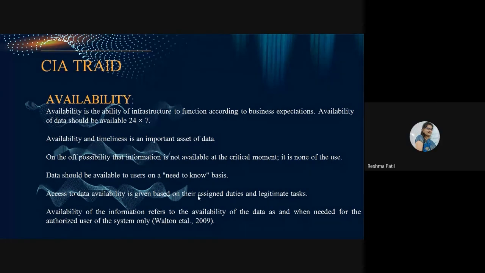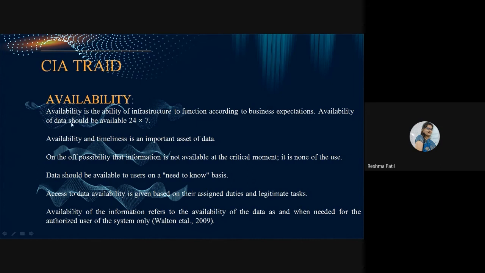Next part is availability. Third part of the CIA triad, availability. Availability is the ability of infrastructure to function according to the business expectation. What is your business? And as per your system is working, then you can say that yes, it's as per my requirement, my system is working. That is the availability.